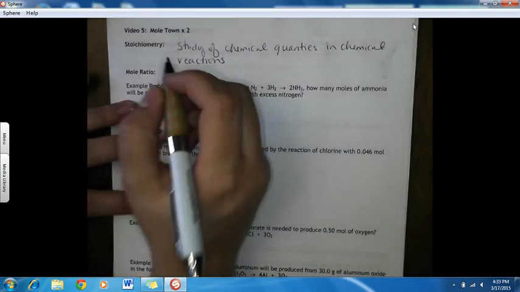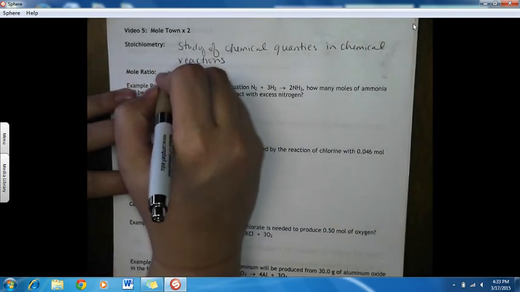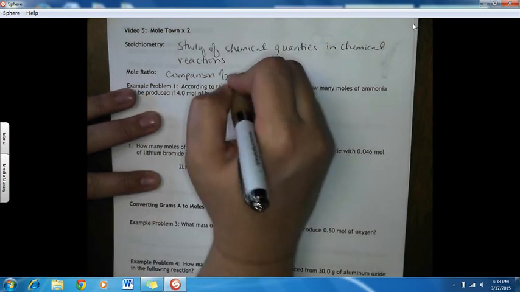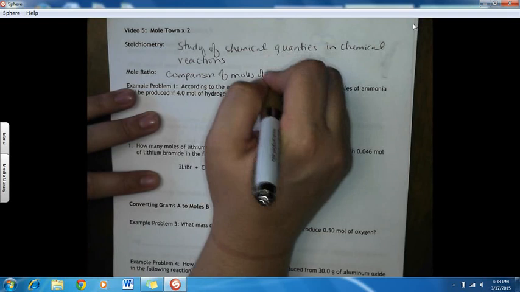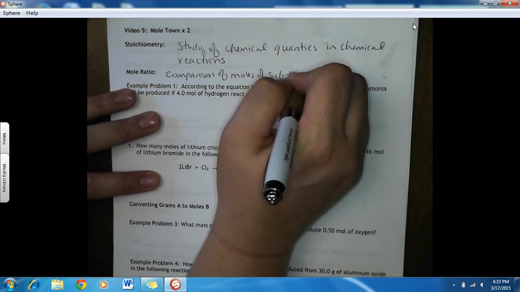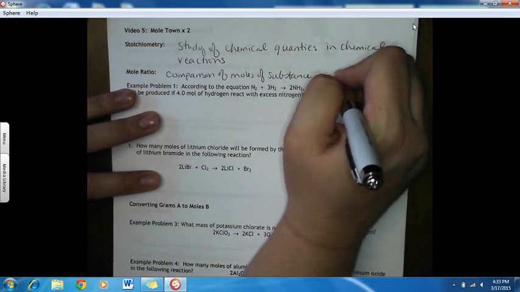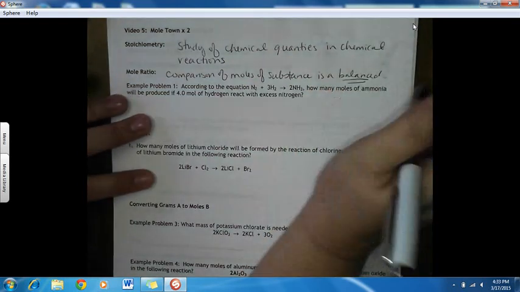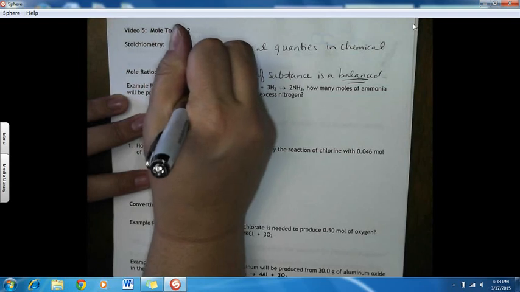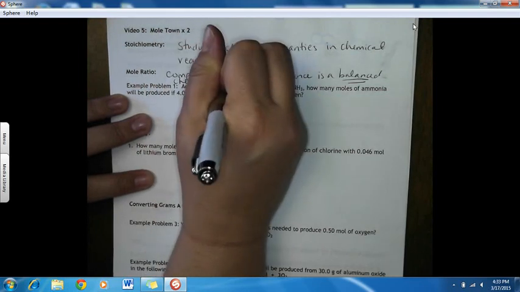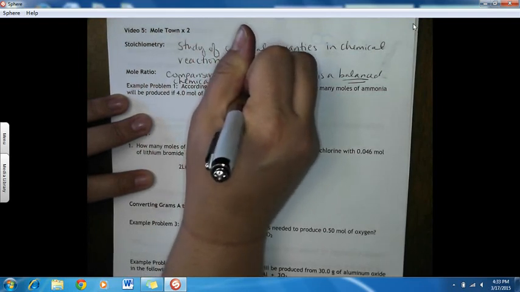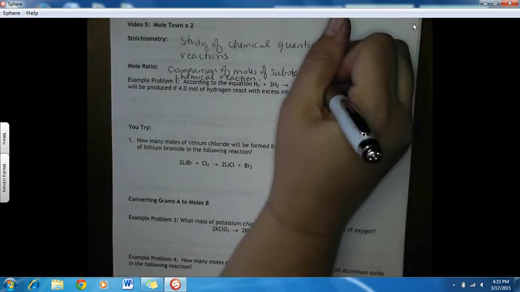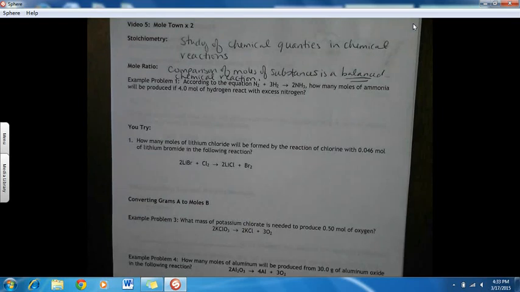The mole ratio is the comparison of moles of substances in a balanced, that's important, balanced chemical reaction. Okay, so the comparison of moles of substances in a balanced chemical reaction.